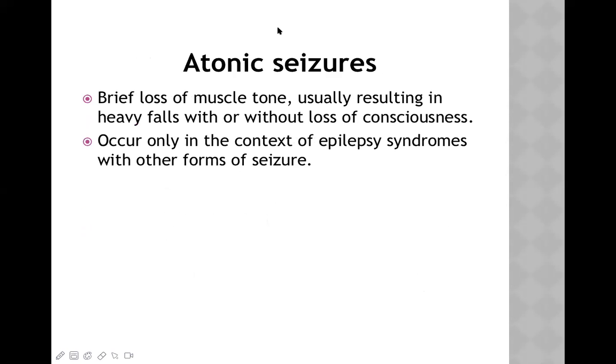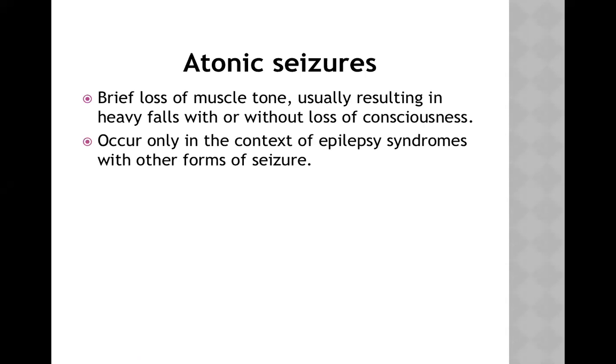Now, another variety of seizure is atonic seizure. Atonic means loss of tone. See, the name itself suggests atonic, loss of tone. So because of the brief loss of muscle tone, the person will have a heavy fall now, with or without loss of consciousness. So what is the difference between grand mal seizure and atonic seizure now?